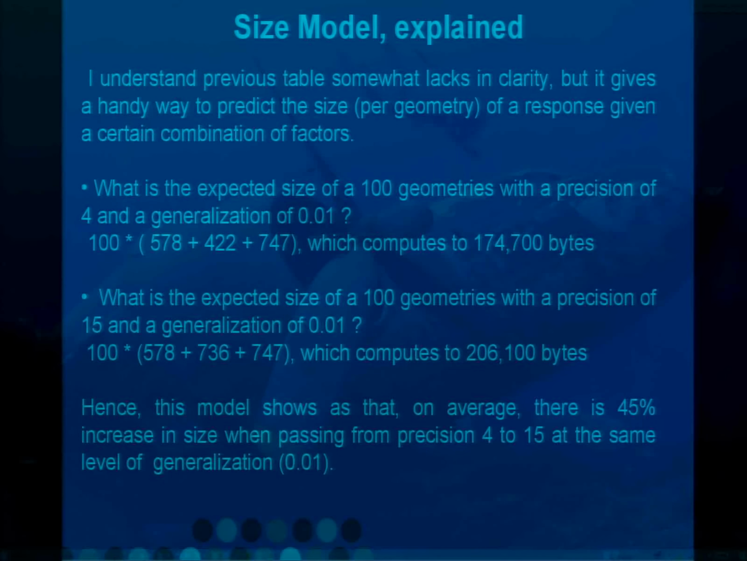What is the expected size of 100 geometries with a precision of 4 at the generalization level of 001? It is 100 geometries multiplied by what I said before. Okay, so roughly 174 kilobytes. What if I want to have a precision of 15? Well, we get a bigger size, of course. Actually, a 45% increase. So it's a predictive model, okay?